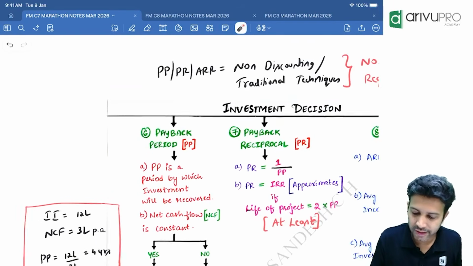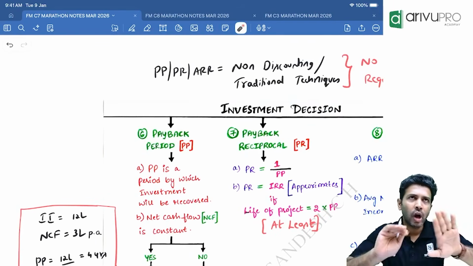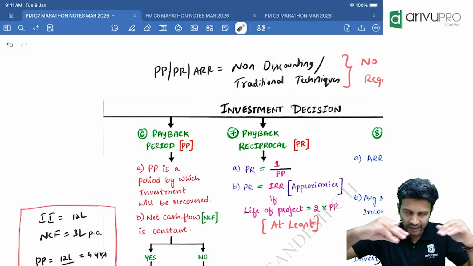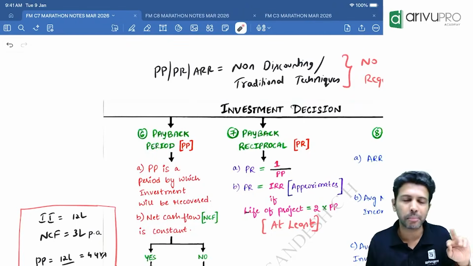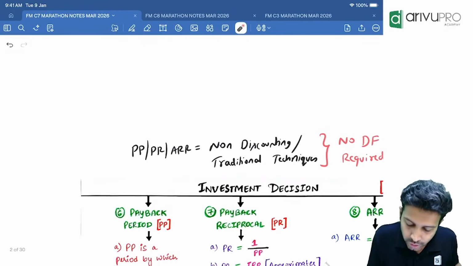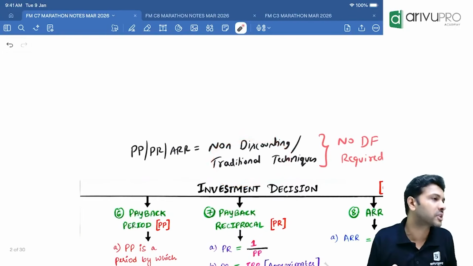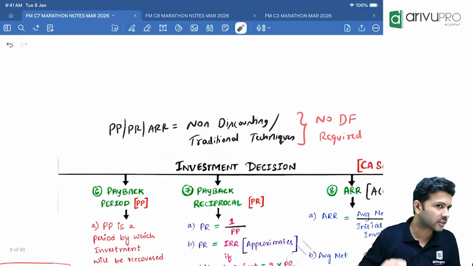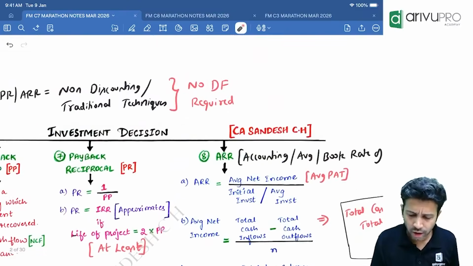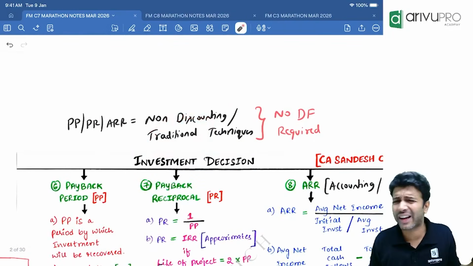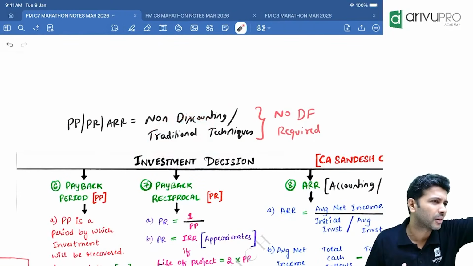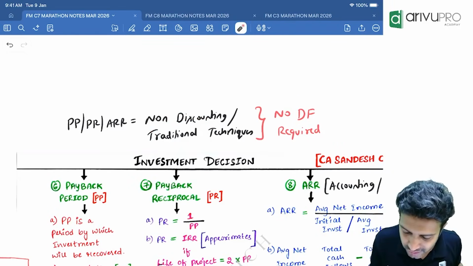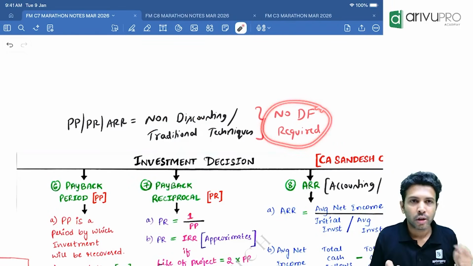Okay, the first technique of investment decision is, people, or rather, if you want to segregate capital budgeting techniques, broadly they're classified into non-discounting techniques or traditional techniques and discounting techniques. Non-discounting techniques don't care about present value, future value and all. They just take the number as it is and work it out. Whereas in discounting techniques we use a discount factor to find the present value.